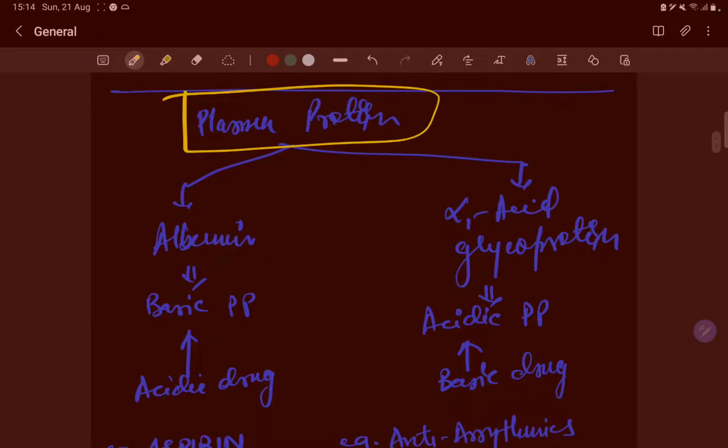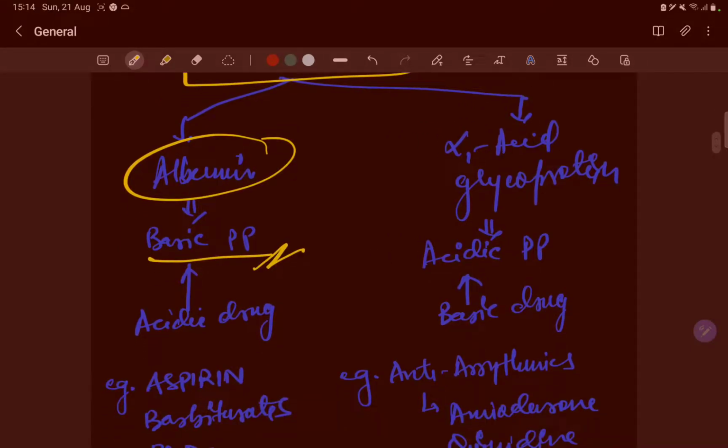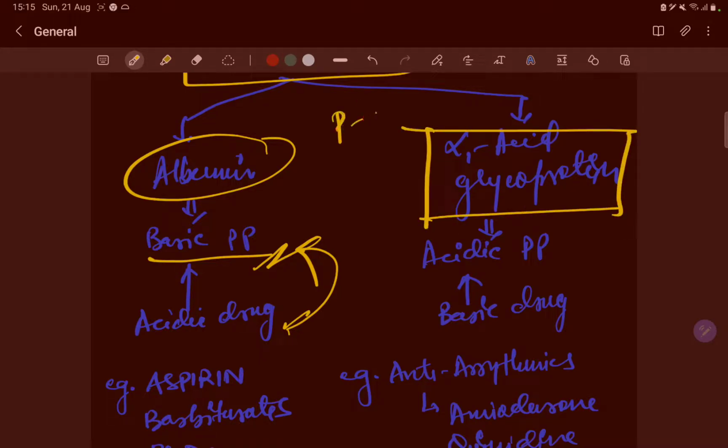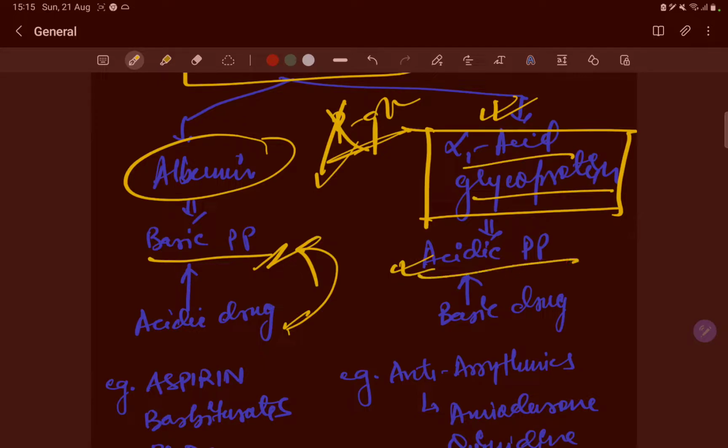Now the plasma protein is an important concept. Drugs bind to albumin, and albumin is a basic plasma protein, and acidic drugs will bind to the basic plasma protein. Now alpha 1 acid glycoprotein, please note P glycoprotein is different from alpha 1 acid glycoprotein. P glycoprotein was a different thing; it was the MDR transporter. Alpha 1 acid glycoprotein is an acidic plasma protein where the basic drug will go and act.